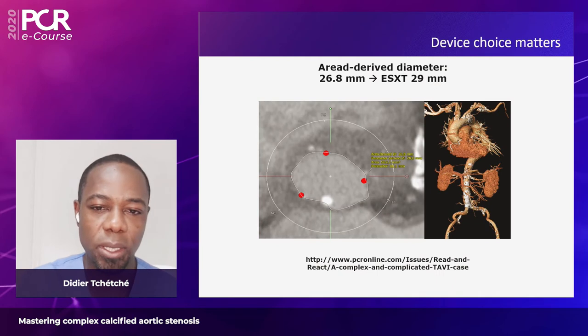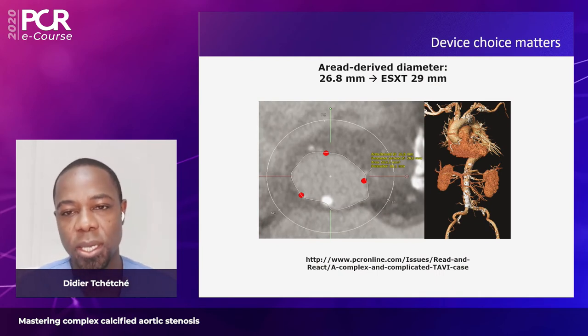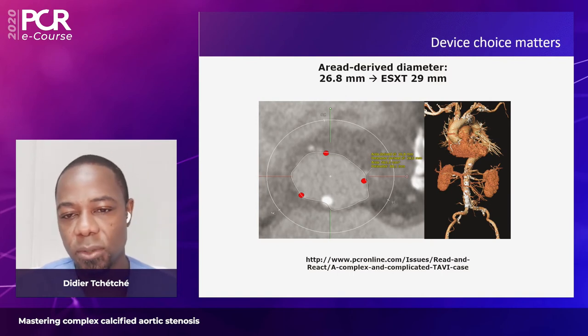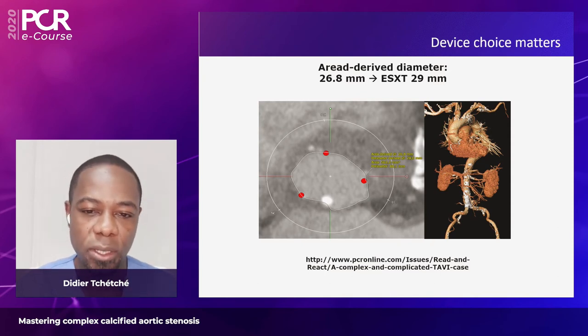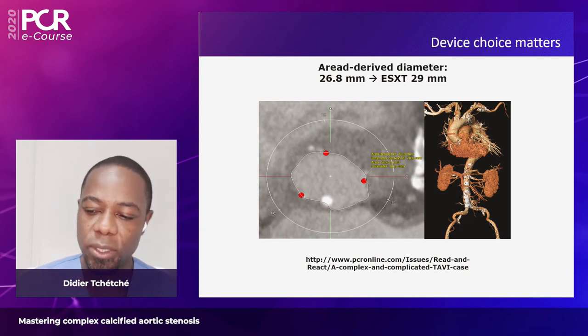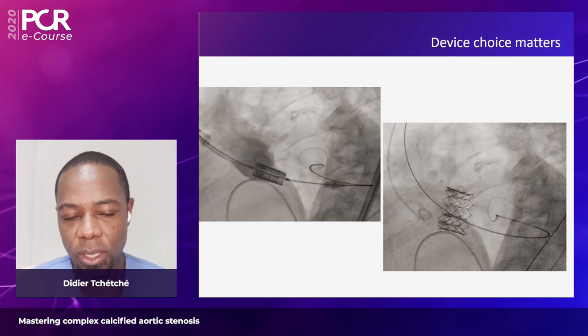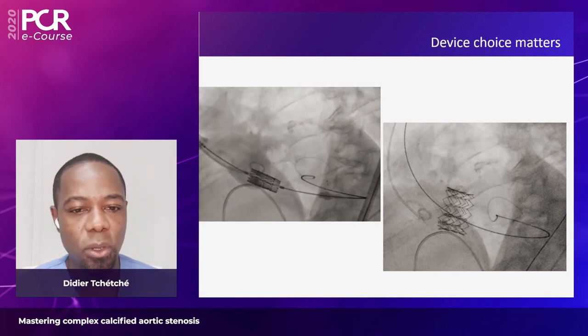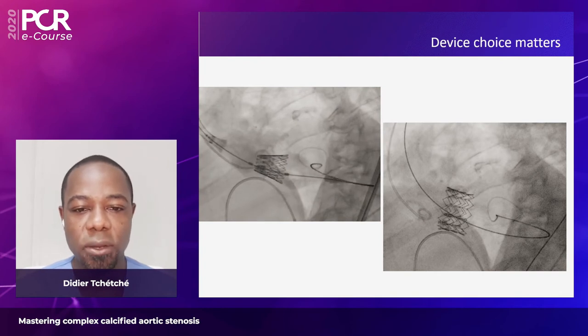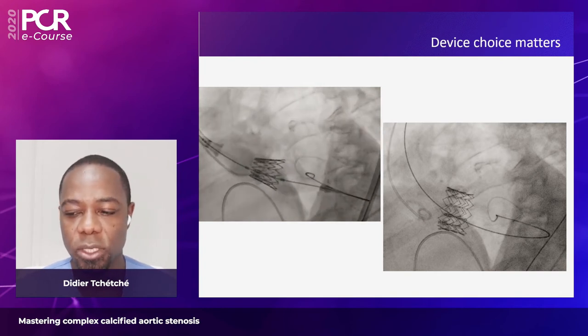Let me give you a quick example. This is a case that we published many years ago, at the time of the use of a Sapien XT. You see clearly that chunk of calcium localized in relation to the left to posterior part of the aortic annulus. We decided in this situation to use a balloon expandable platform. And this was a typical deployment, very slow because we had already integrated the risk of perforation for this patient.